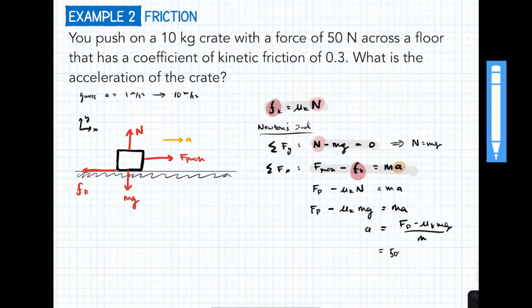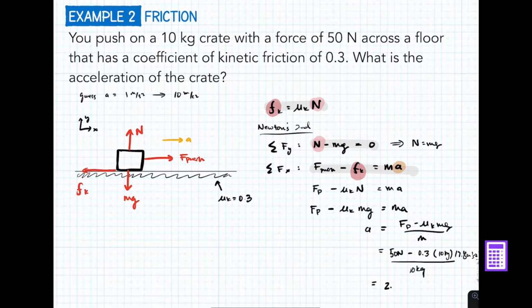So we just plug in numbers. That is going to be 50 newtons minus 0.3. I'm going to write mu k is equal to 0.3 on our picture, just for reference. The mass is 10 kilograms, 9.8 meters per second squared, and 10 kilograms. So you plug all that stuff in, and we end up with 2.1 meters per second squared. Is that anything like what we predicted? Yeah, it's between 1 and 10, and so we did a good prediction.